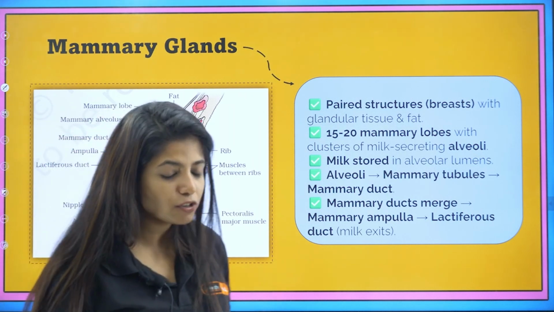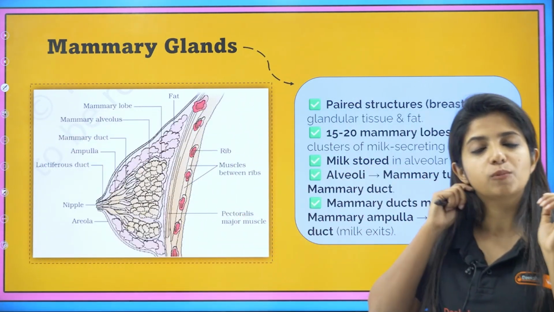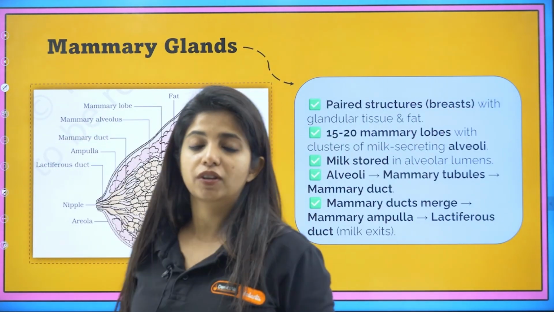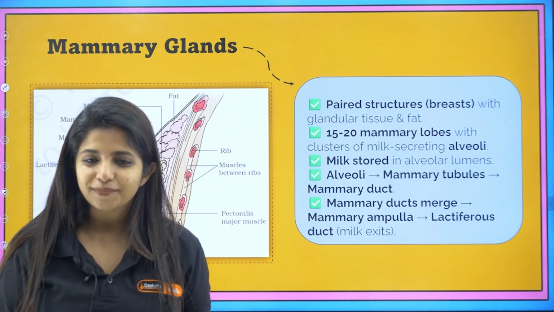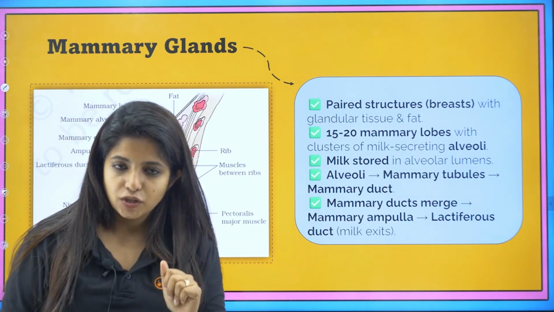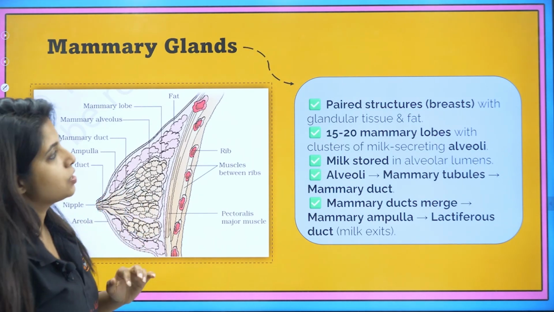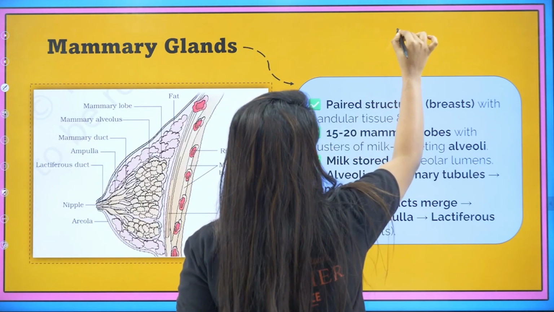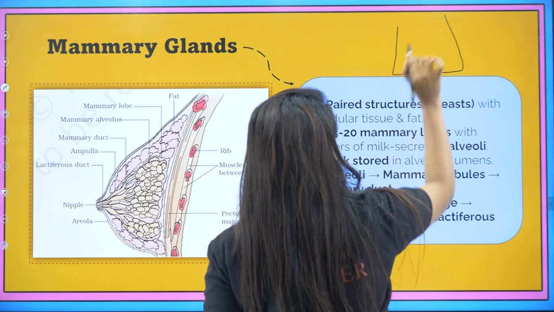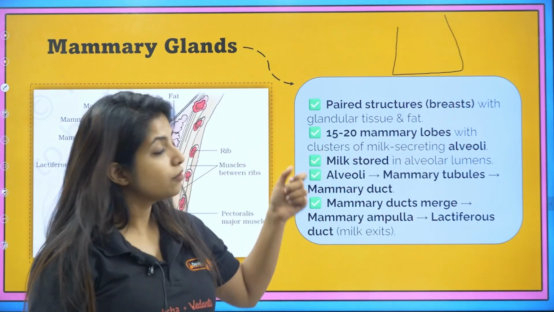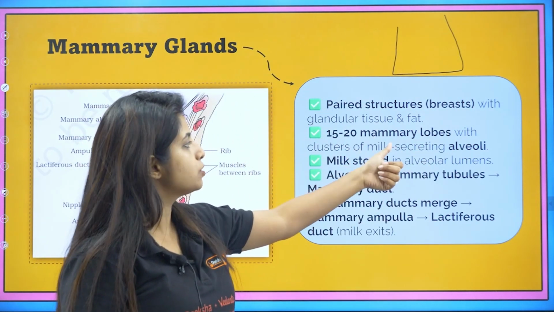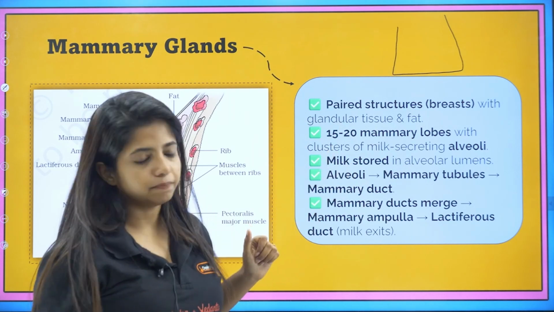Now, the mammary gland. The mammary gland is very important. It is also a part of the female reproductive system. Why? Because it helps in the nourishment of the baby. It is again very, very easy. So remember, I can divide this mammary gland into a few segments. There are multiple lobes, around 15 to 20 mammary lobes within each breast.